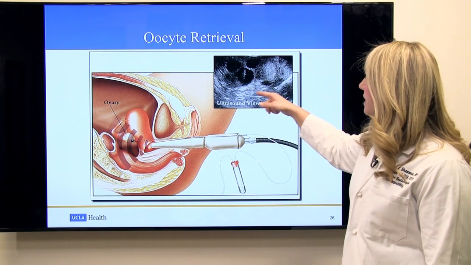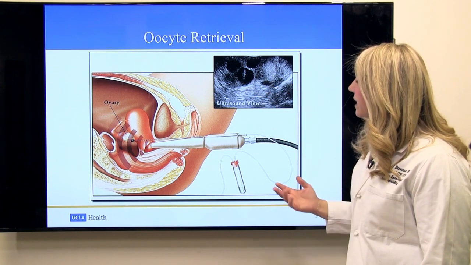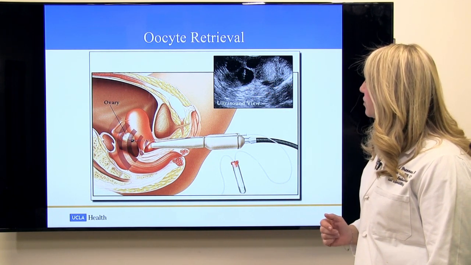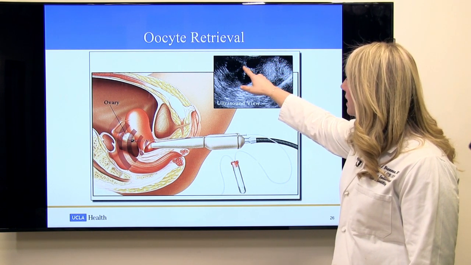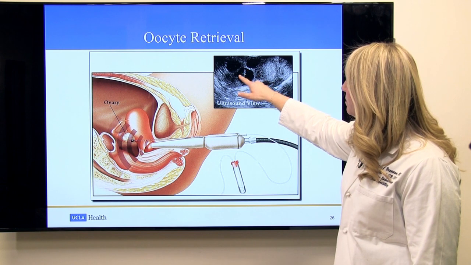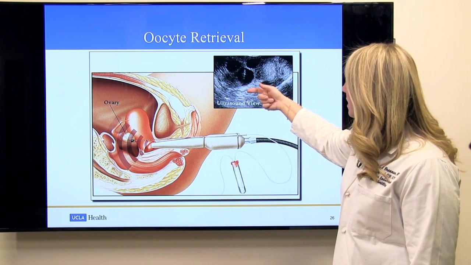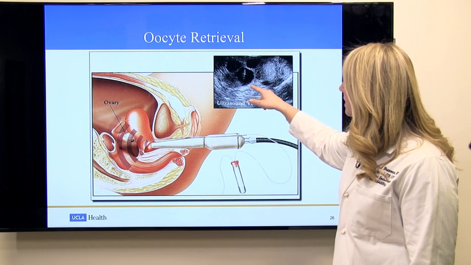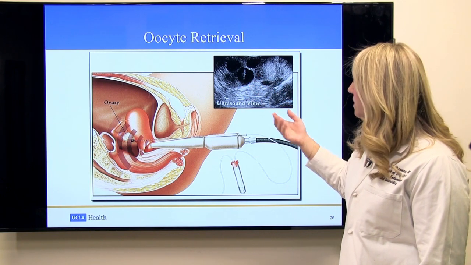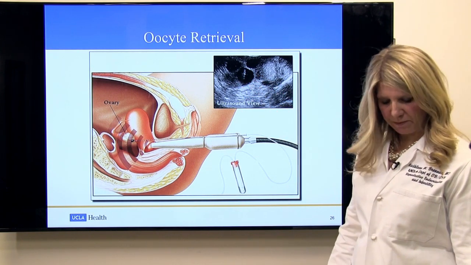So here's an ultrasound picture of what it looks like when we're actually doing the oocyte retrieval. So the needle goes through the vaginal wall and into the ovary, and we direct the needle into the follicle. The follicular cyst is then aspirated, so the fluid is removed from this follicular cyst, which then pulls the oocyte along with the fluid.